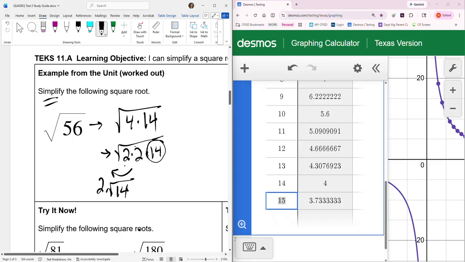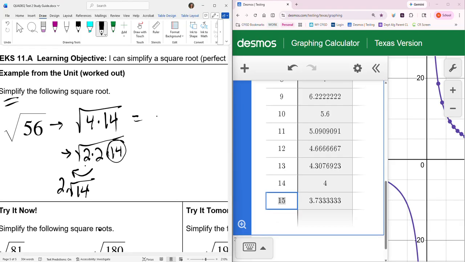It absorbs that 2. It doesn't become 4, because that 4 was what it was originally with the twins. So it becomes 2 square root of 14. So our answer, when we're simplifying the square root of 56, is 2 square root of 14. And we're done.